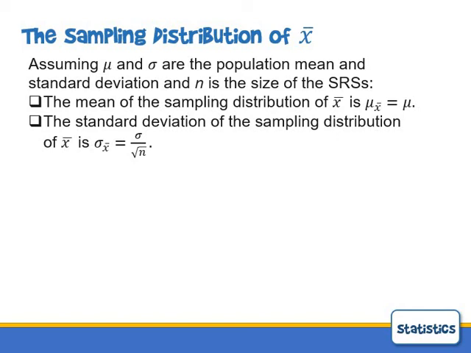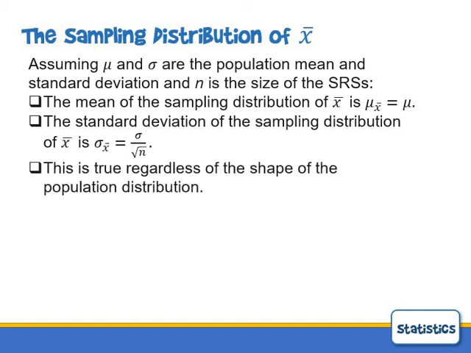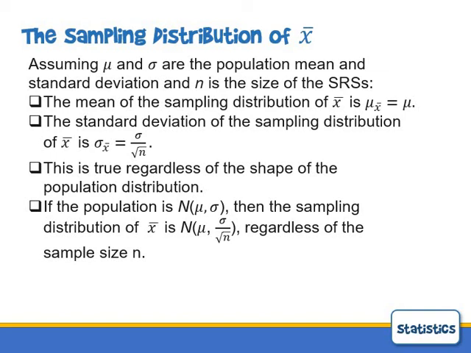Okay. It's always the case that your sampling distribution for x bar will have a mean of mu and a standard deviation of sigma over square root of n. Again, that's true regardless of the shape of the population and regardless of the sample size. If the population is normal, so it's normal with mu and sigma, then the sampling distribution will be exactly normal with mu and sigma over square root of n, regardless of the sample size.